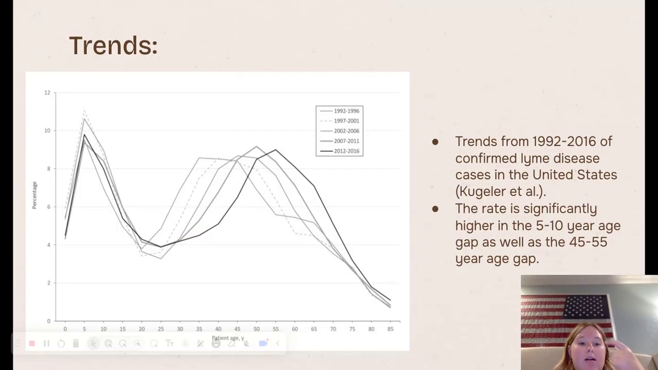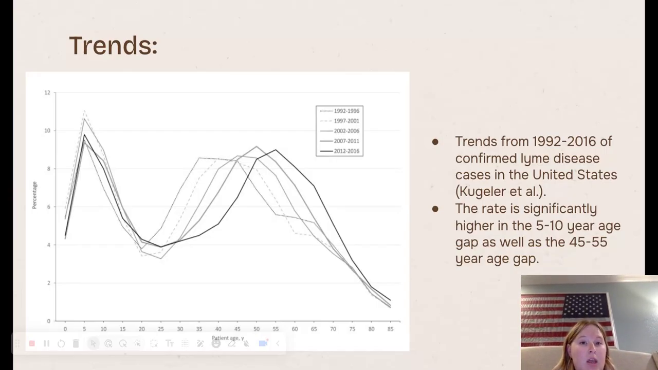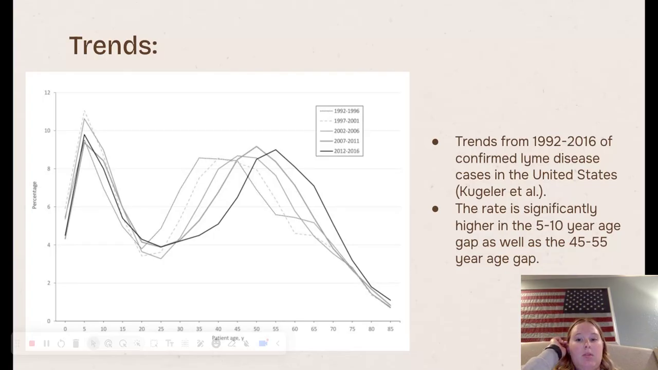So looking at the data from the years 1992 to 2016, the rates of Lyme disease were higher in ages 5 to 10, as well as ages 45 to 55, which I will touch on a lot throughout this presentation, but this is due to these two populations of individuals being outside a lot.